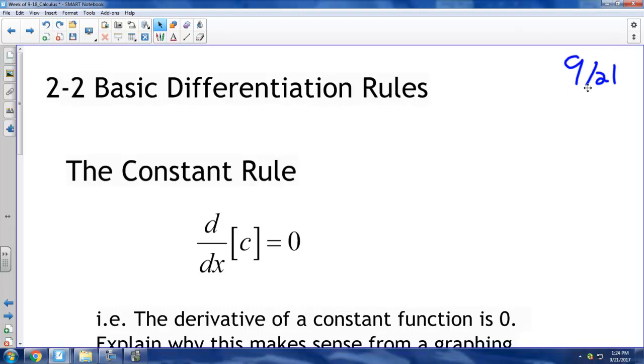Okay, so this video is going to be on basic differentiation rules, which is like taking derivatives, but without using the definition of a derivative. So that's what's pretty helpful about this. So the first rule is basically the derivative of a constant.